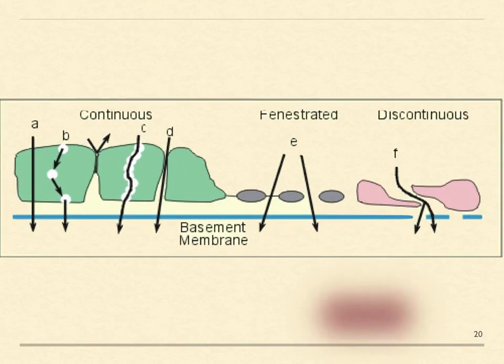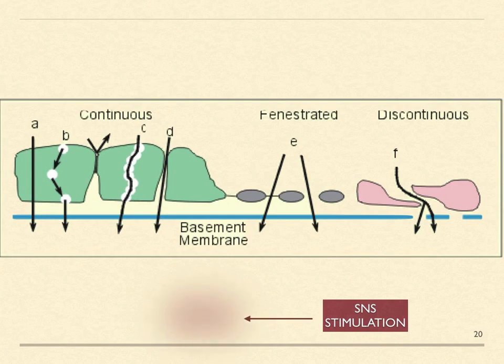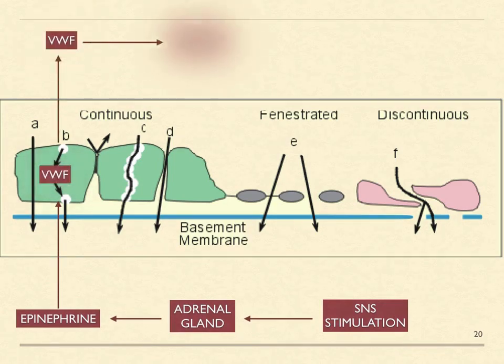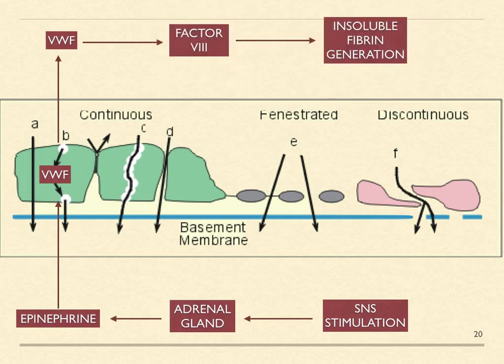Epinephrine and insulin are hormones that extend autonomic effects to peripheral tissues, such as skeletal muscle, where direct autonomic innervation is lacking. Sympathetic nervous system activity stimulates the release of epinephrine from the adrenal glands, which releases von Willebrand factor from the vascular endothelium into flowing blood and increases insoluble fibrin generation.